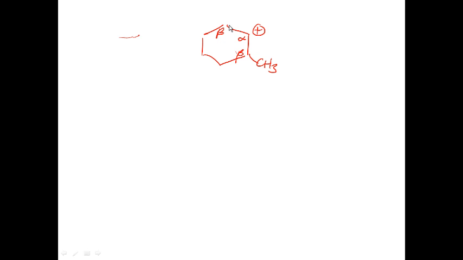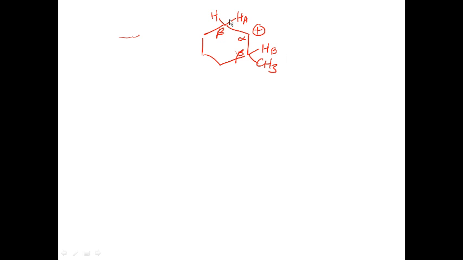Now, how many hydrogens are attached to this beta carbon? Yes, there's two beta hydrogens. Is there a hydrogen attached to this beta carbon? Yes. There's my beta hydrogen. So let's call this one A, and let's call this one B.